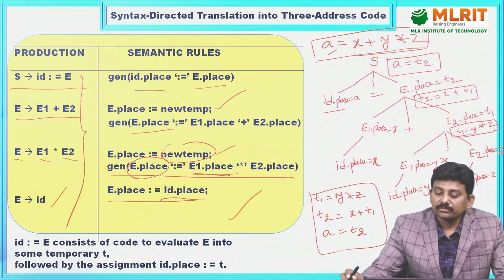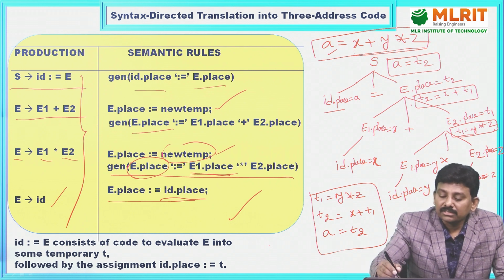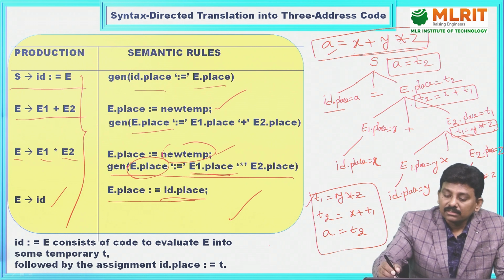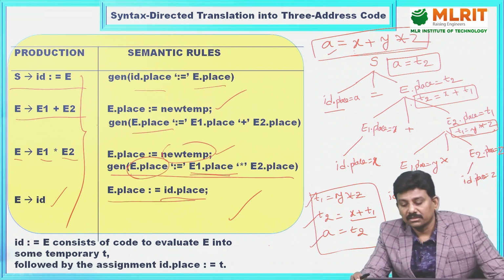For A = X + Y * Z, first Y * Z will be evaluated and the result stored in T1. Then T1 will be added to X, and the result stored in T2. Then T2 is assigned to A. Like that we can construct three-address statements.